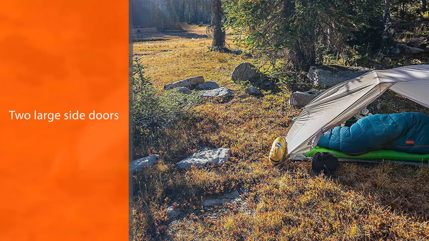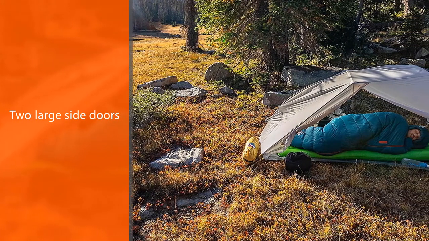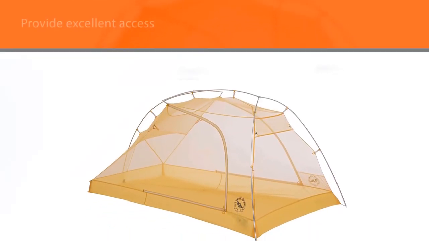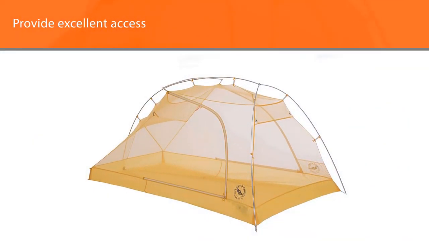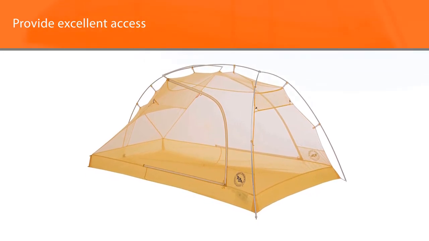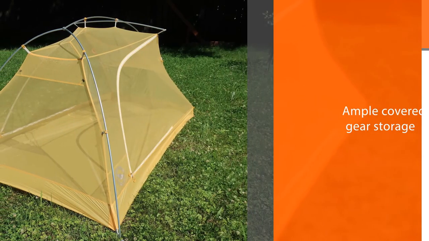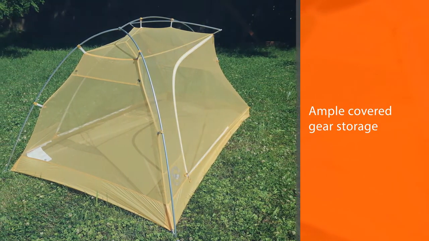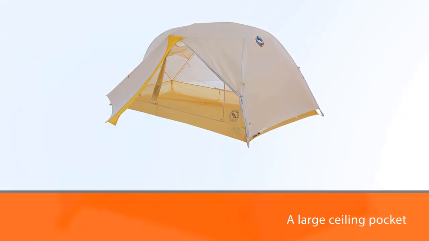2 large side doors and vestibules provide excellent access and ample covered gear storage. A large ceiling pocket and side pockets provide plenty of storage space, while mesh sidewalls provide extra privacy. The interior of the Tiger Wall is smaller than the Copper Spur listed above and made with gossamer thin fabric, making it the lightest 2-door, 2-vestibule backcountry tent from Big Agnes.